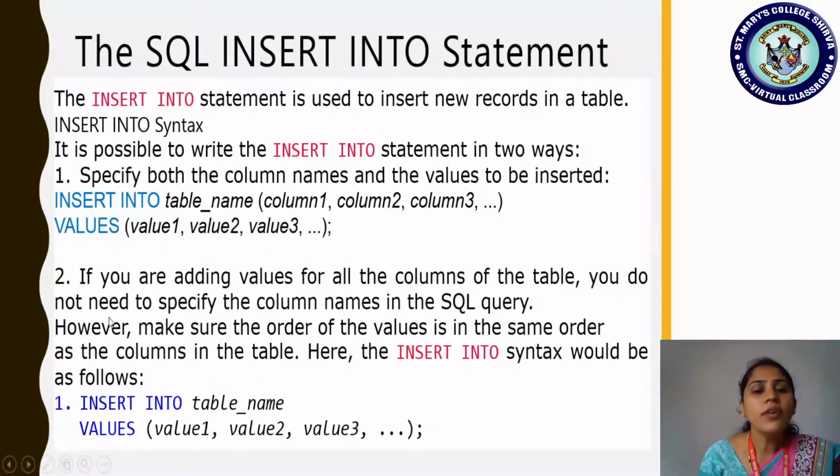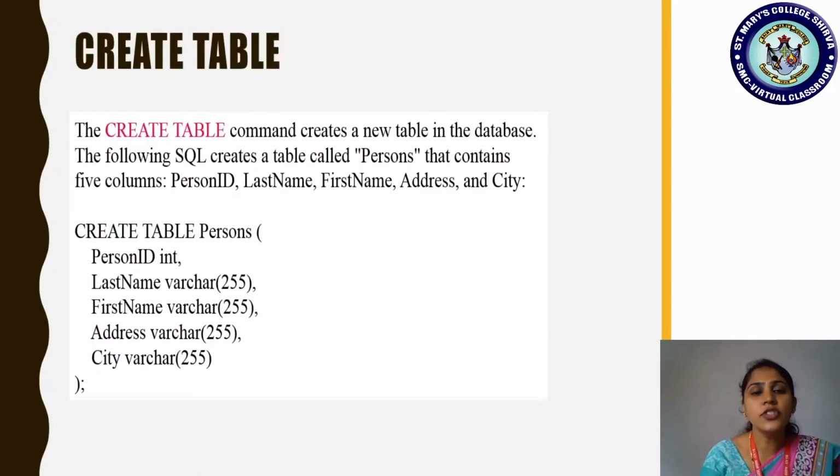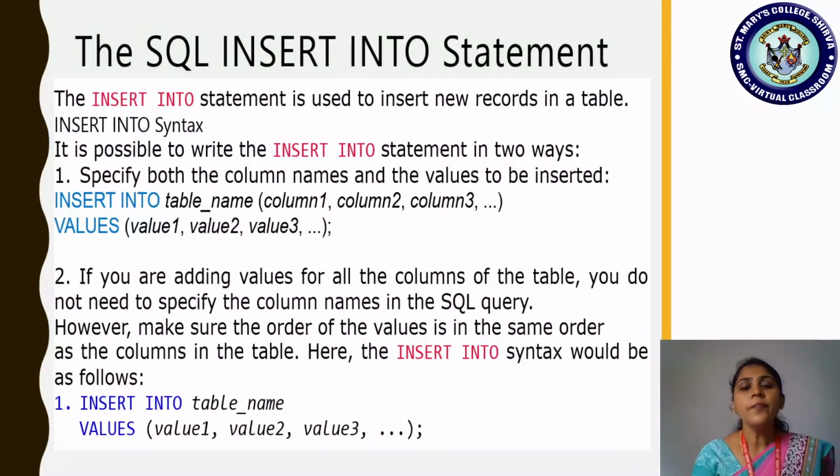However, make sure the values are in the same order as the columns in the table. We should follow the same order as given while creating the table. In our table, just refer here, we created person ID first. So we should specify the value for person ID first, then the last name, then the first name, then the address, then the city. The same order we should follow. Here the insert into syntax would be as follows.